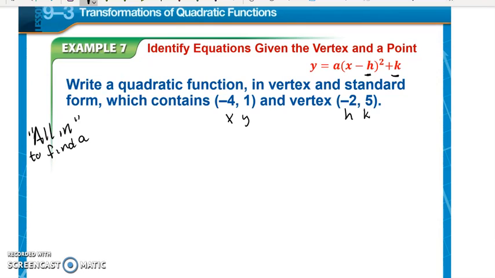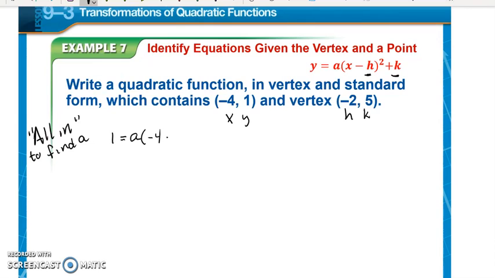Okay, so by that I mean take y equals a times x minus h squared plus k. You're going to put everything you know about it in here. We're going to put the vertex in. We're going to put the x, y point in. So y is 1. The next thing is a. We don't know what a is. That's what we're trying to find. x is negative 4.